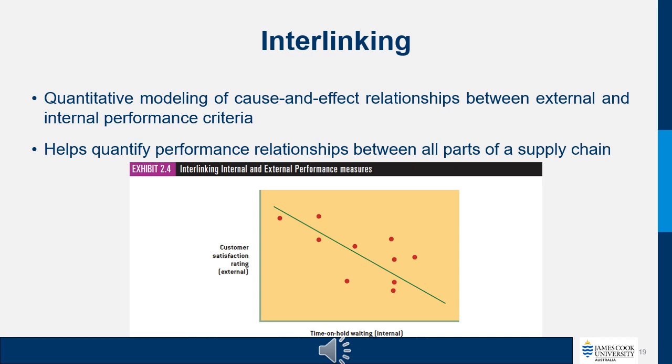Through interlinking, organizations can gain insight into cause and effect relationships and identify leverage points for improving performance. It enables decision makers to evaluate different scenarios, test strategies, and optimize resource allocation to be able to maximize overall performance and efficiency.